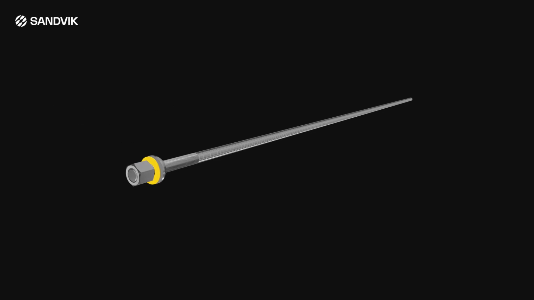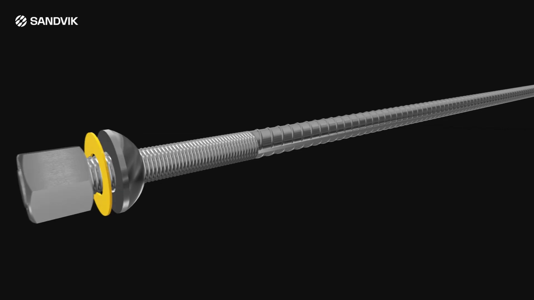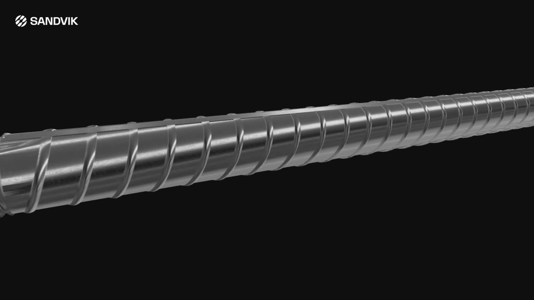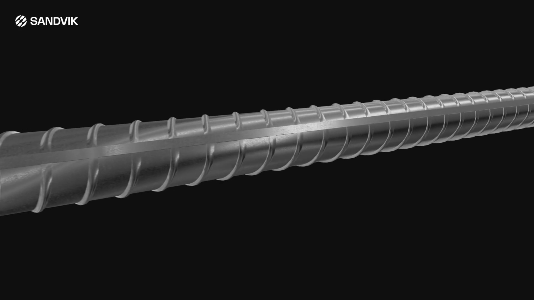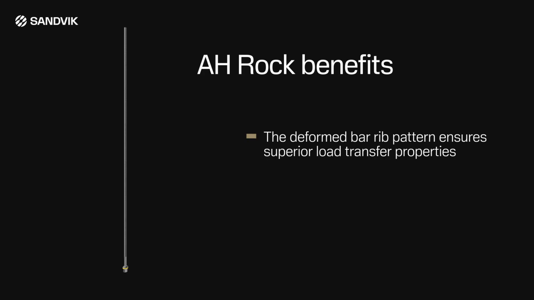The AH Rock Bolt is manufactured from a special hot-rolled deformed bar. This bolt is manufactured with an M24 by 3mm pitch thread featuring a rib pattern which actively assists with mixing the chemical anchors during installation. The benefits of this system are: the deformed bar rib pattern ensures superior load transfer properties.